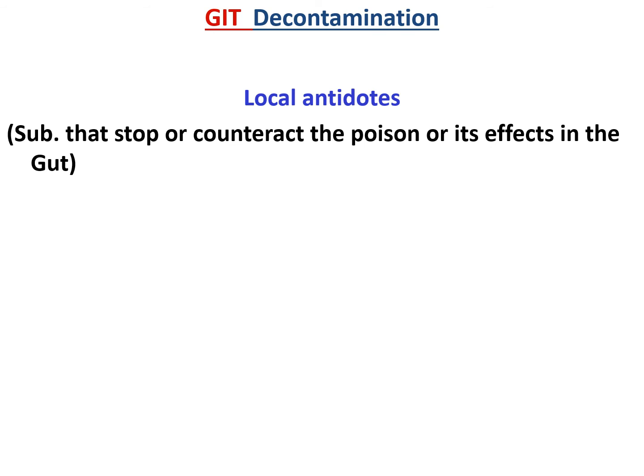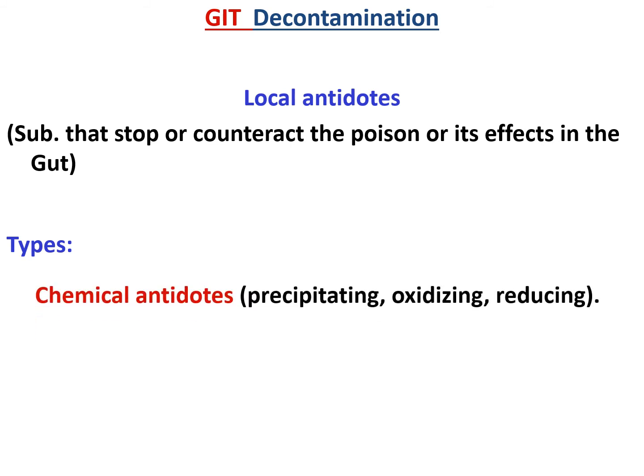Now we will talk about the inactivation of the poison in the gastrointestinal tract by using local antidotes. Local antidotes are substances that stop or counteract the poison or its effect in the gut. They have two types, chemical antidotes and physical antidotes. The chemical antidotes react chemically with the toxin and change its chemical nature by precipitating, oxidizing, or reducing it. However, they are not used nowadays, so we will not talk about them.